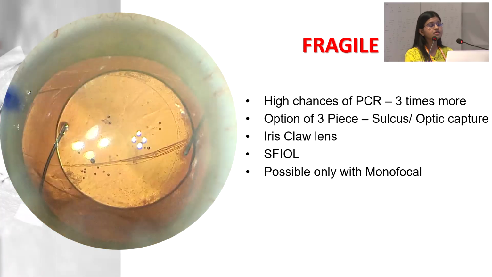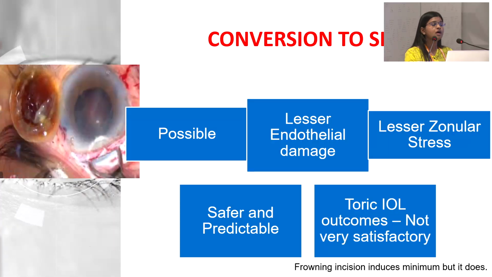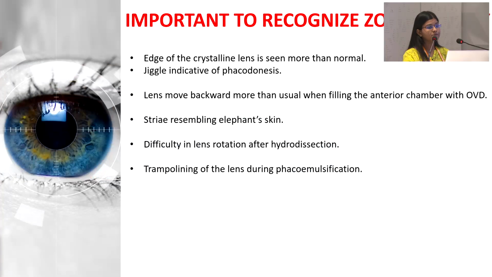Fragile PC: suppose an intra-op rent happens, you can always go ahead with a non-toric IOL, you cannot put a toric IOL. Many a times we would like to convert it to SICS because we feel going ahead with phaco might create problems. In that case, though we know that a frown incision will create minimal astigmatism, some amount of astigmatism will be created, and a preoperatively calculated axis might differ.